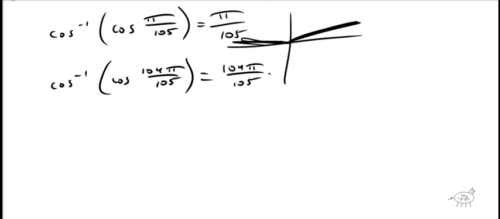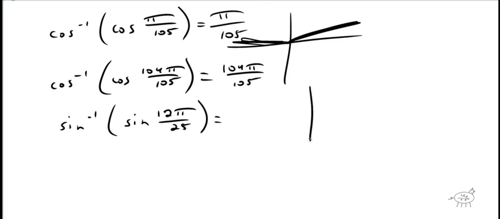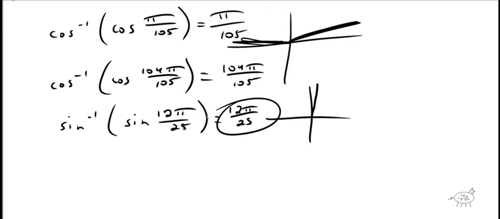Okay? Couple more. Don't go away. Inverse sine of the sine of 12 pi over 25. Where is that located? Do you guys agree 12 pi over 25 is a little bit less than half, right? Because 12 and a half is half of 25. So 12 pi over 25 is almost half, but it's still in the first quadrant. So don't you guys agree it's 12 pi over 25? Okay, because it's in range.